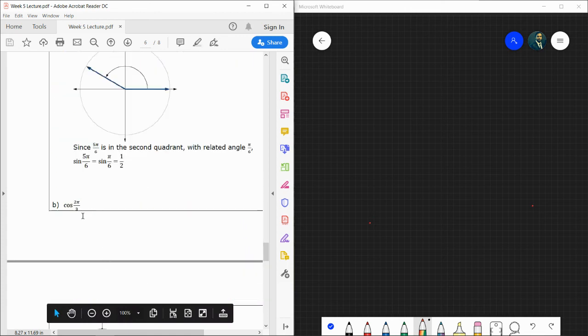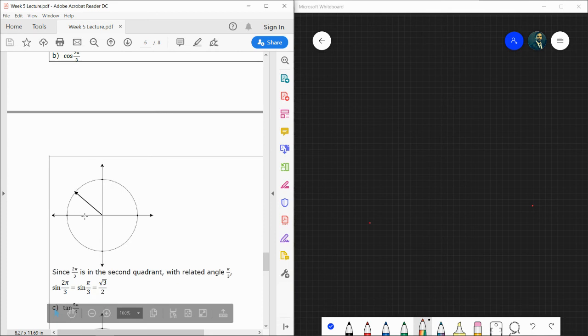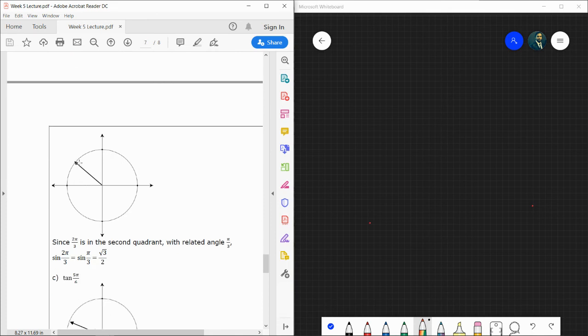For example, cos 2 pi on 3, what should we do? 2 pi on 3 is 180 minus pi on 3. So it's better you convert them, then you can see it better. So 2 into 180 divided by 3, which is 120 degrees. So where does 120 degrees lie? 120 degrees lies here. But how much from here? 60 degrees. Because if this is 120, this must be 60. So what does that mean?